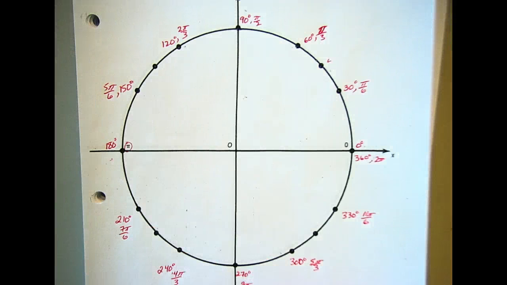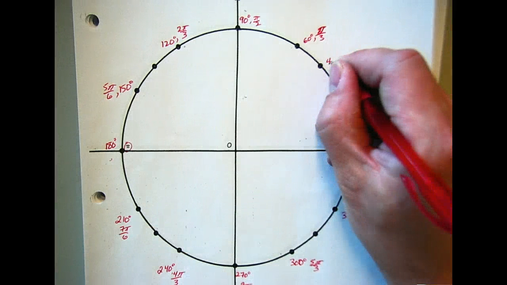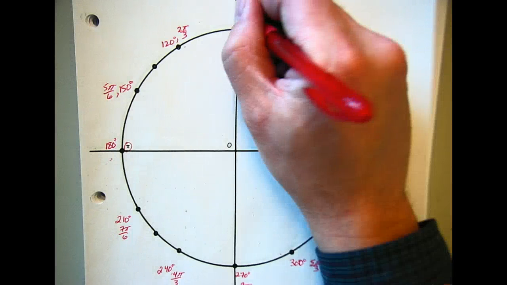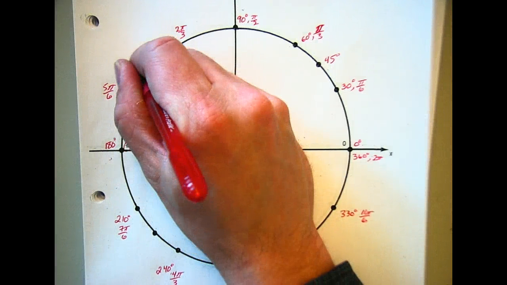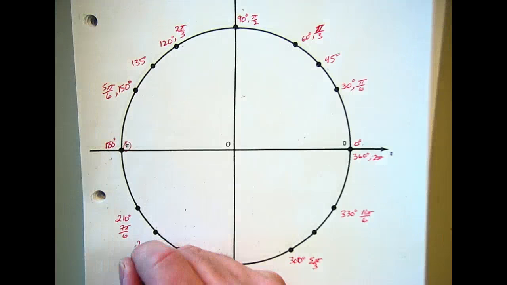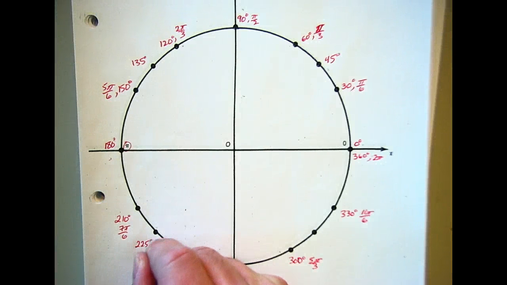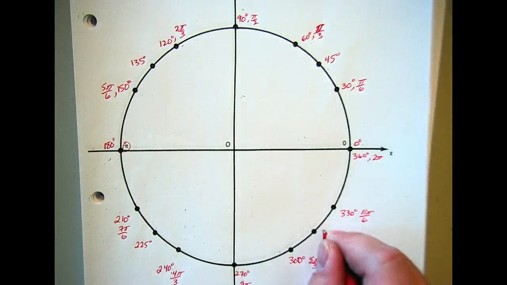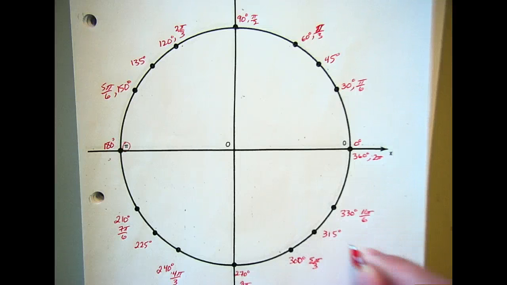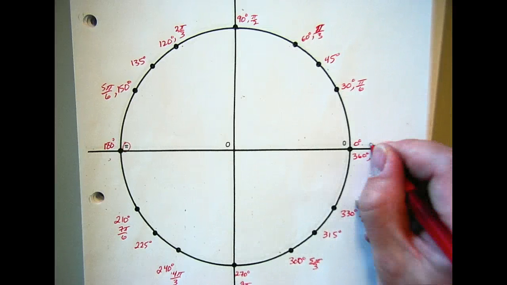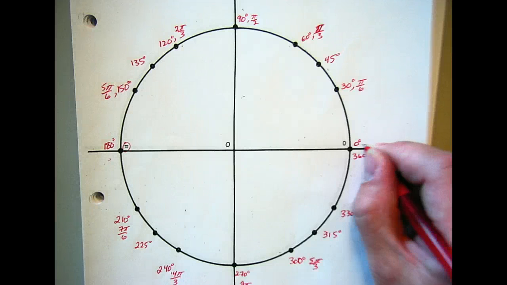So we need to get our 45s in. So 45, 90, 135, 180, 225, 270, 315. Okay, and then we go 0. So this is 0 pi also, or 0 radians.